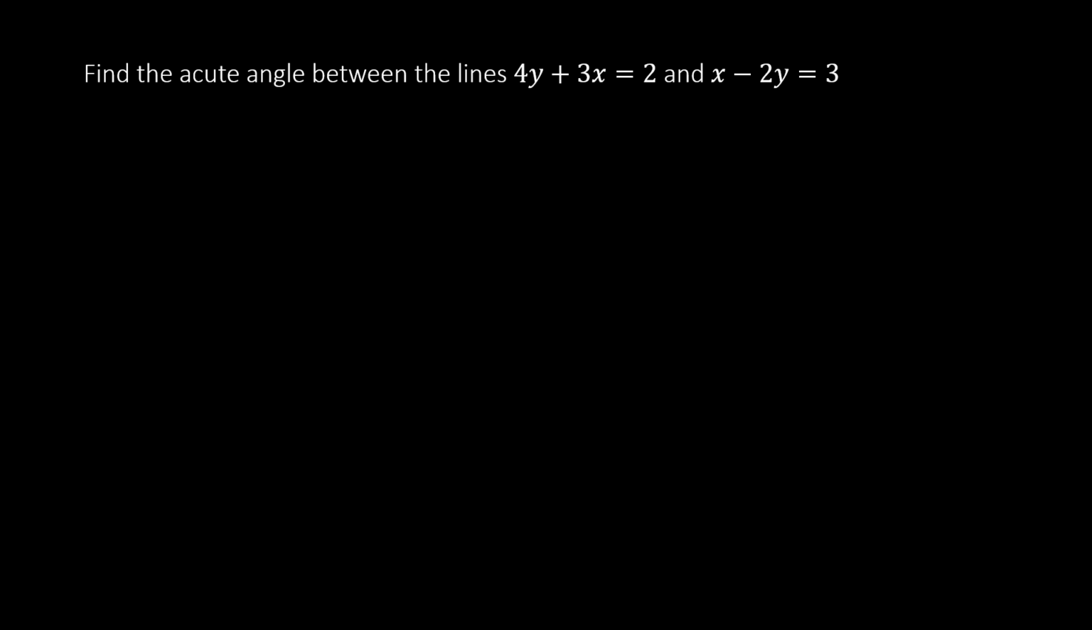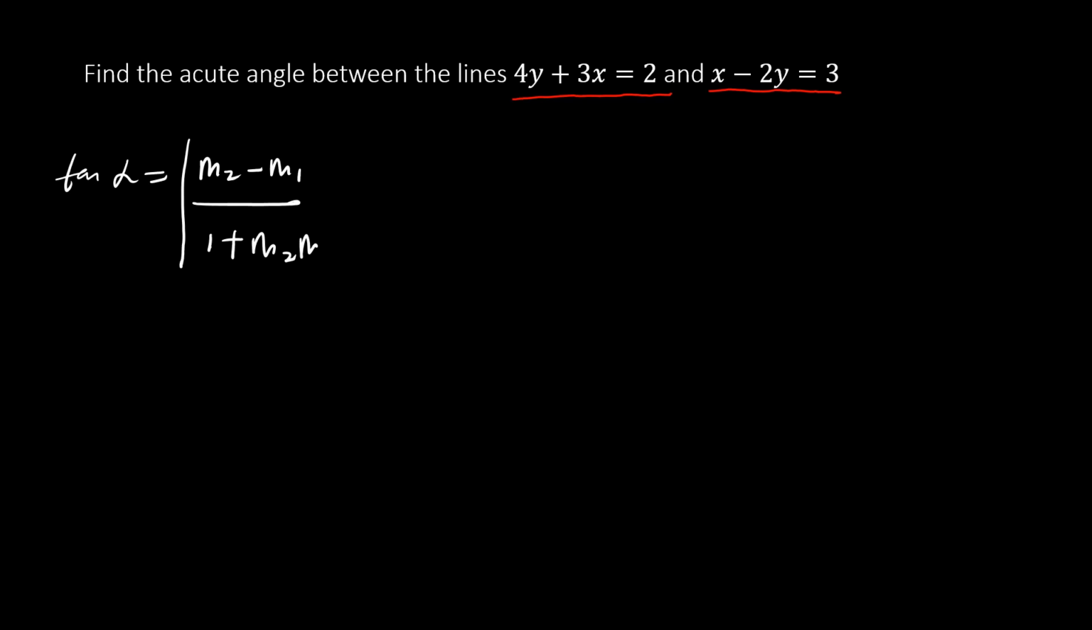This will be our last example. We have to find the accurate angle between the lines 4y plus 3x equal to 2 and x minus 2y equal to 3. To do this, we are still going to be using our formula, which is tan alpha equal to the absolute value of m2 minus m1 over 1 plus m2 multiplied by m1. So this is the first line and this is the second line. What we need to get now is the slope of this line, which is m1, and the slope of the second, which is m2.